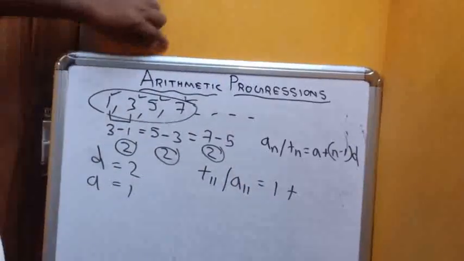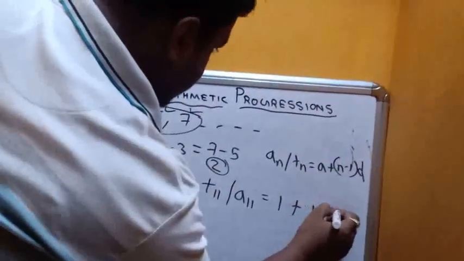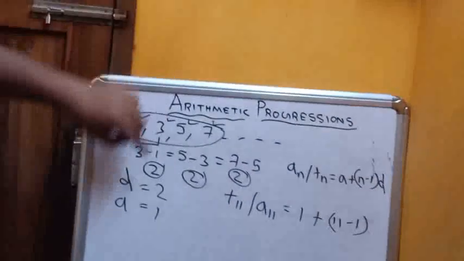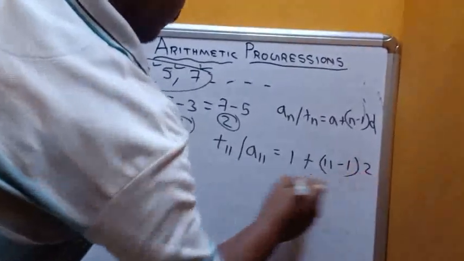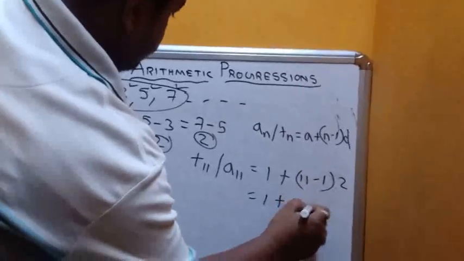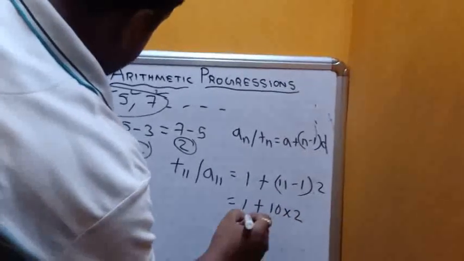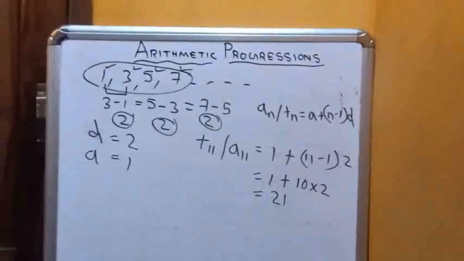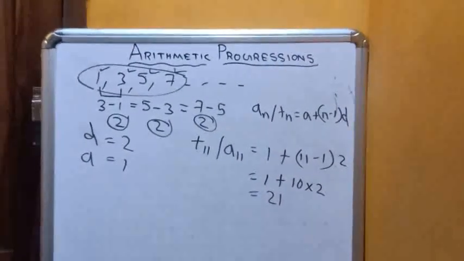So here n is 11. 11 minus 1, d equal to how much? You are getting 2. So what do you have to write? 1 plus 11 minus 1 equal to how much? 10 into 2. So 10 2s are how much? 20 plus 1 equal to 21. So a11 equal to how much? 21.